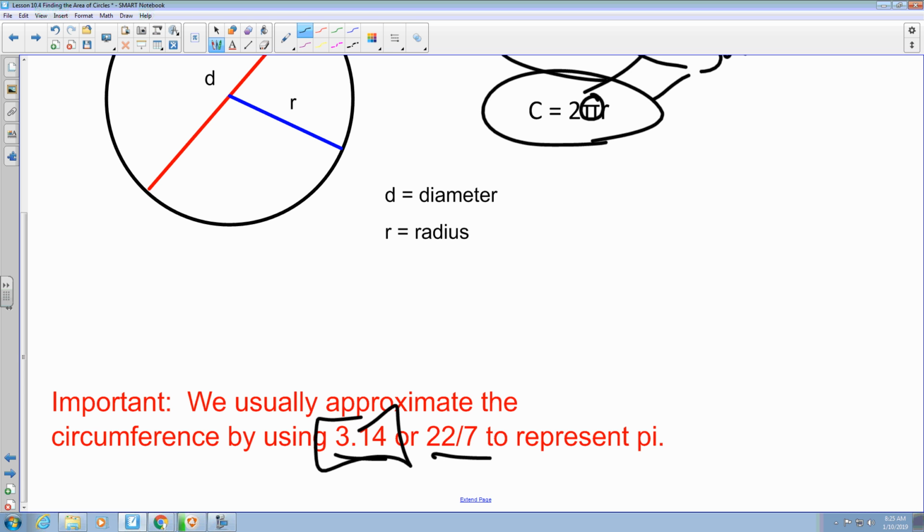3.14 is probably the most common approximated number, but sometimes they will ask you for one or the other, depending on the directions. One of the things that you will have to keep in mind is if they want an exact answer. If they want an exact answer, the symbol pi will be part of the answer.